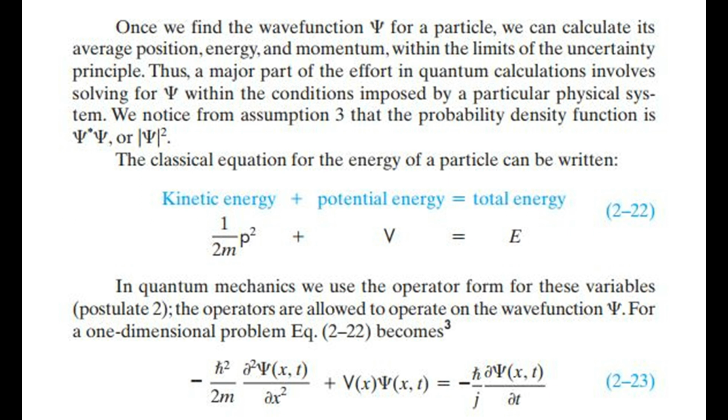The classical equation for the energy of a particle can be written: kinetic energy plus potential energy equals total energy. In quantum mechanics we use the operator form for these variables, postulate 2, and the operators are allowed to operate on the wave function Ψ. For a one-dimensional problem, Equation 2-22 becomes Equation 2-23, which is the Schrödinger wave equation.